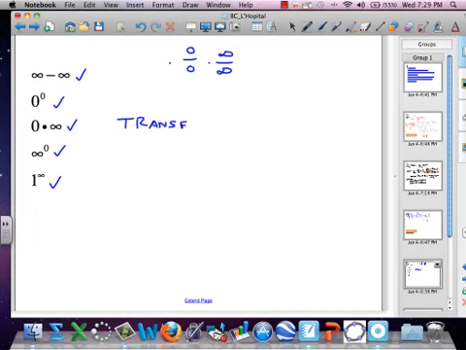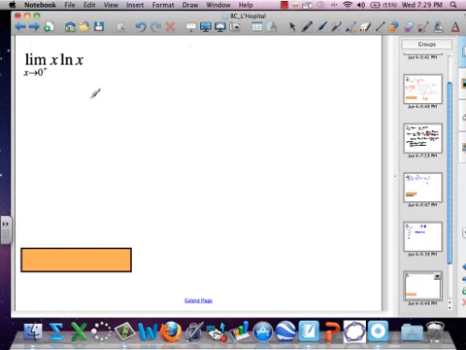And that's what we're going to show you next, in the next couple of examples: how do you go about transforming a problem that looks like one of these into something that you can use L'Hopital's rule with. Okay, so here's an example.